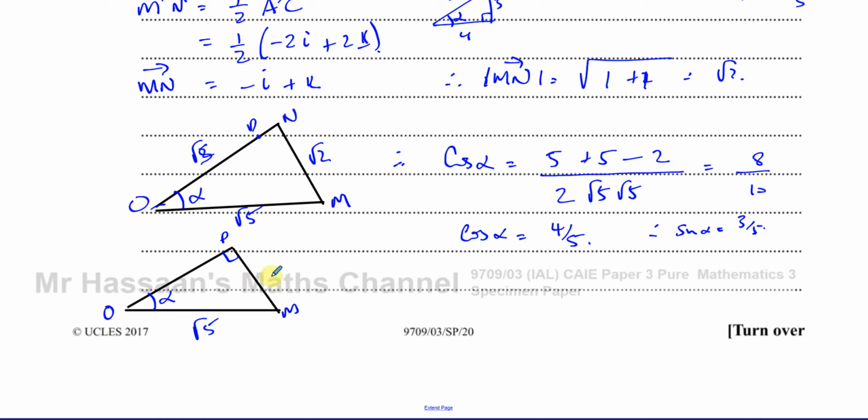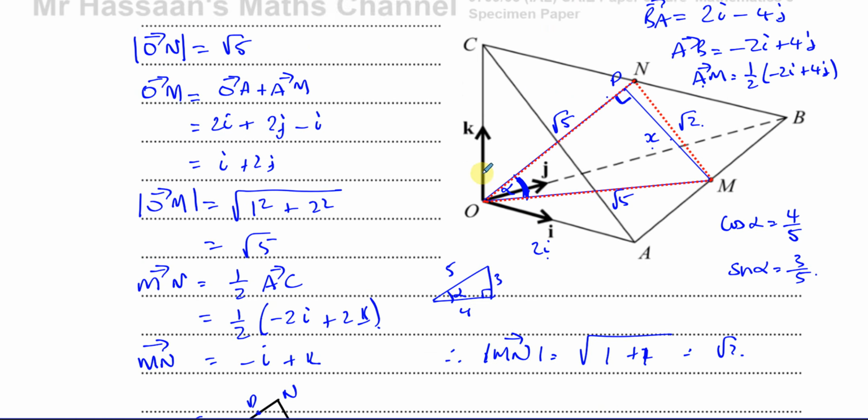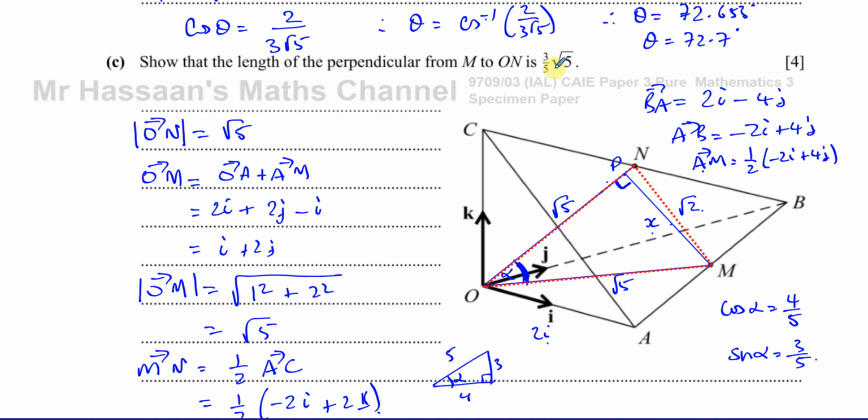We know that this length is root 2. Sorry, no, we don't know that length either. We have to find that length, MP. The length we're finding is this length, which we've called x. So we can use the fact that this is a right angle triangle, this is the opposite, this is the hypotenuse, so we can say the sine of alpha equals the opposite, which is x, over the hypotenuse, which is root 5. And we worked out the sine of alpha is 3/5, so 3/5 equals x over root 5. Therefore, x equals 3/5 times root 5. And that's exactly what we had to show.